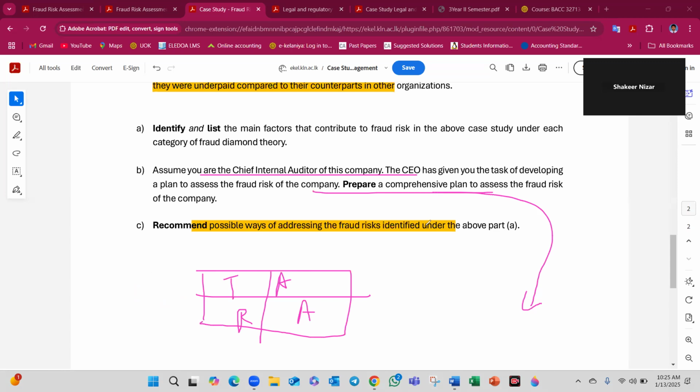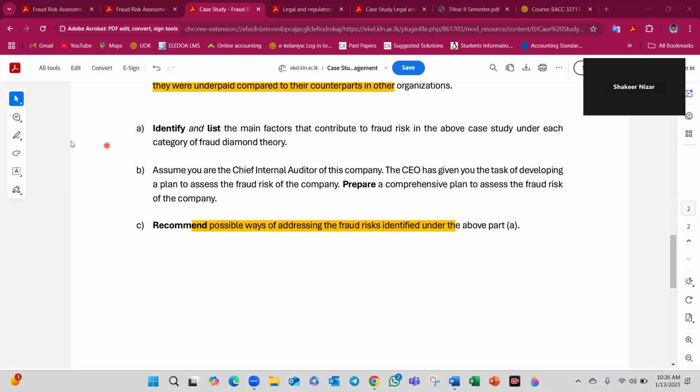Even you can think and write, because firstly you want to identify the business environment. What are the internal controls pertaining to the environment, what are the loopholes in the environment. You need to understand what most frequently occurs, which departments are susceptible to frauds, and what initiatives have been taken by management towards those suspected employees. You can even think and write. There is no single proper answer. Prepare a comprehensive plan to assess the fraud risk of the company. You can think and write.